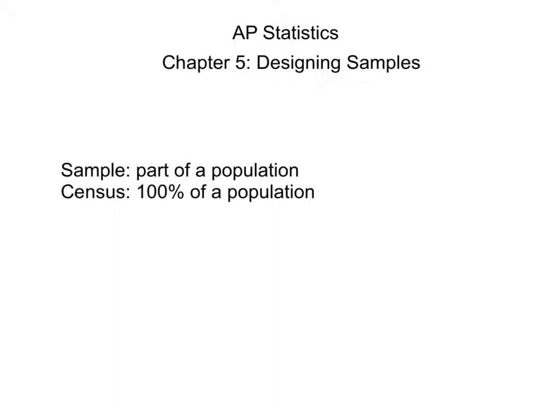In this video, we're going to go over the first section of Chapter 5, and this is about designing samples and the basic vocabulary of different samples. The first thing to keep in mind is that when you sample something, you're taking a part of a population, and when you have a census, you're taking 100% of a population, every single individual, whereas with a sample, you're just trying to create an image of what is in a population.